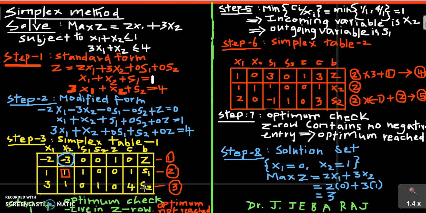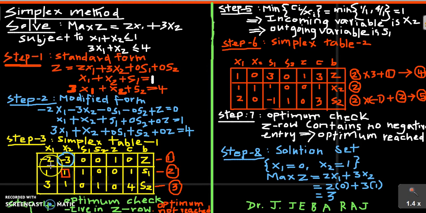And thus we can write z, s1, s2. Okay, so now this is called a simplex table. The next step is the optimum check, whether optimum is reached or not. For this you look at the z row.